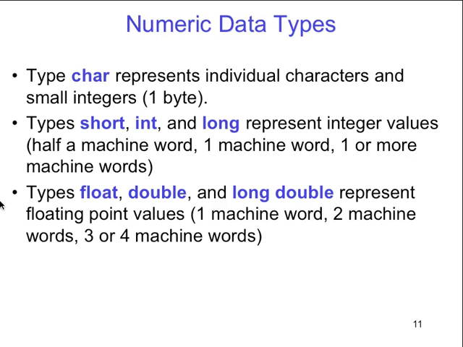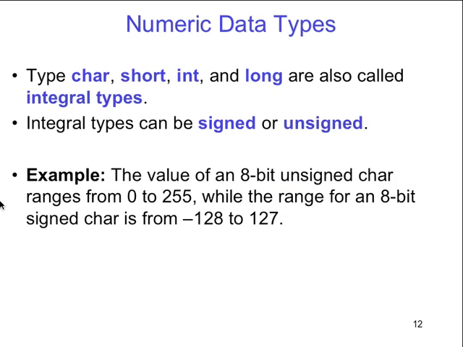That's variables. That's what we're familiar with: data types, whether we use them correctly or not, because we have to give each variable a data type. Otherwise we get an error message. So types of float, double, long represent floating point values, 1 word, 2 words, 3 words, 4. Characters, short, integer, long, also called integral types. They can be signed or unsigned.